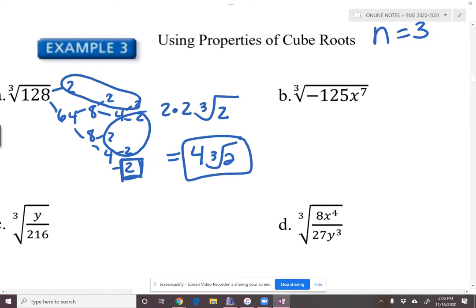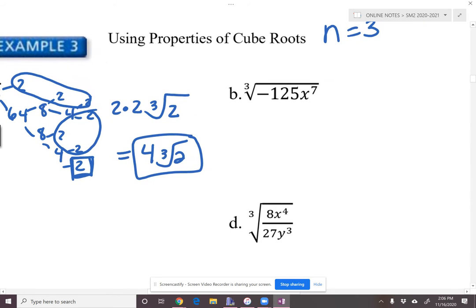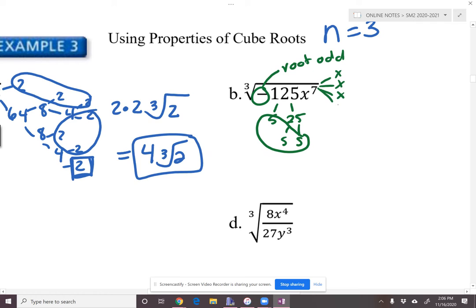Example B is a little bit different, but the nice thing is, if you have a negative and your root is odd, the negative automatically comes out. So I know that negative is going to come out, and 125 is 5 times 25, which is 5 times 5, so there's a group of 3. And x to the 7th, you can write them out 7 times and circle them in groups of 3, or you can do division and say how many groups of 3 go into 7, and there's 2 and 1 left over.